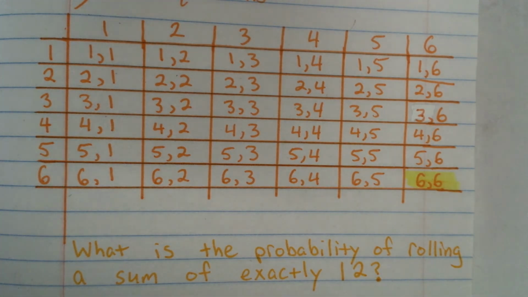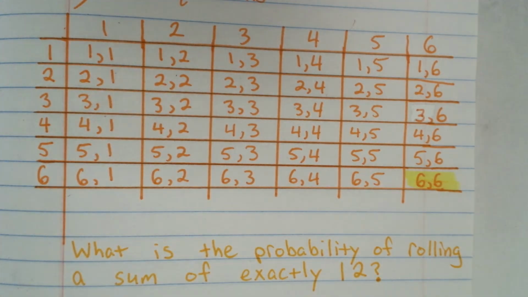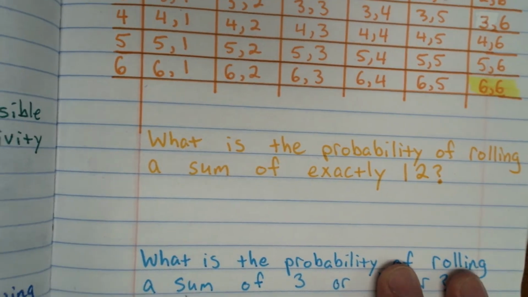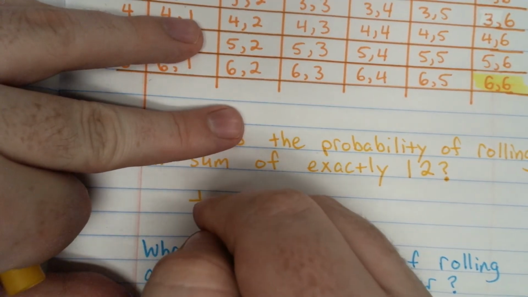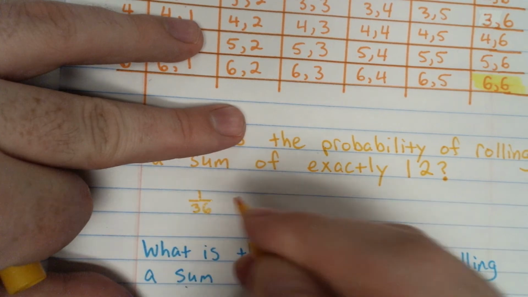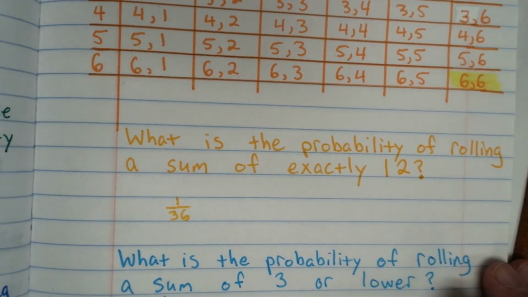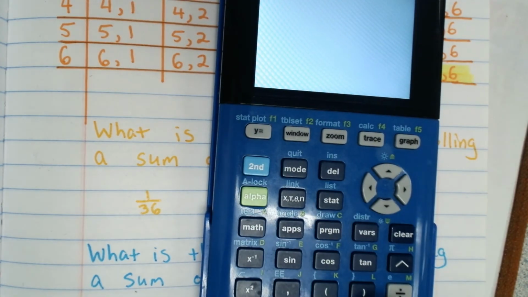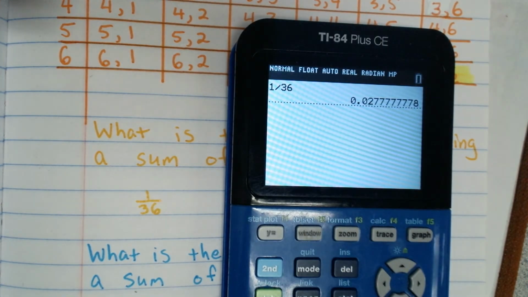So that would tell us that the probability of rolling a sum of exactly 12 is 1 out of 36. That's one way that you could calculate this probability. And if we wanted to get that as a percentage, 1 out of 36 is about 2.8%.